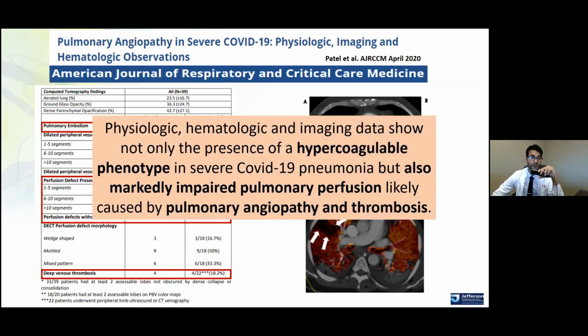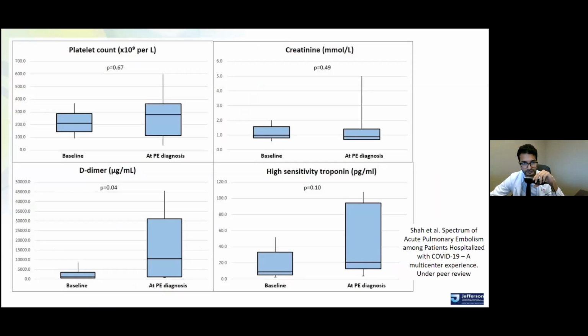The authors concluded that physiologic, hematologic, and imaging data show not only the presence of a hypercoagulable phenotype in severe COVID-19 infection or severe COVID-19 pneumonia, but also markedly impaired pulmonary perfusion, likely caused by pulmonary angiopathy and thrombosis. So that's a hypothesis to a degree.